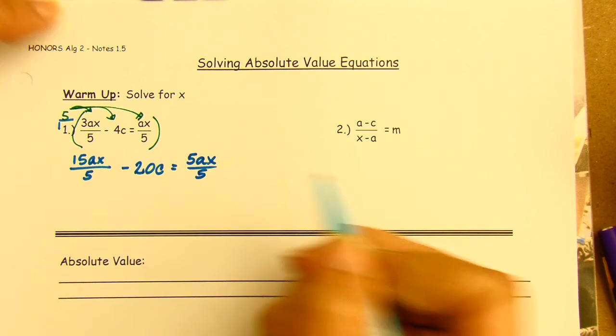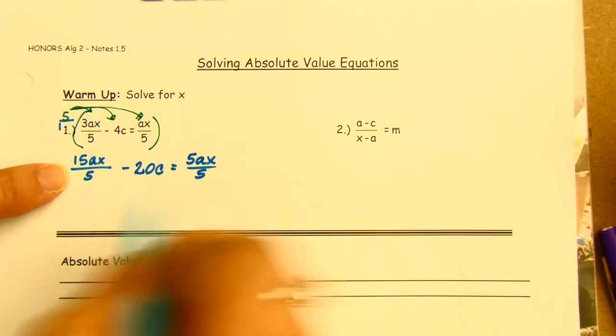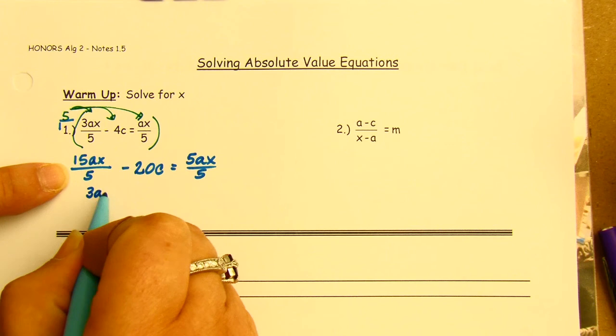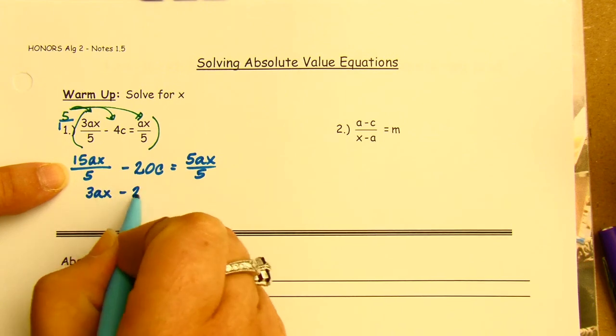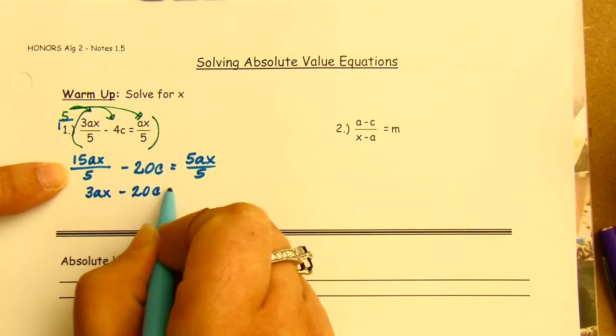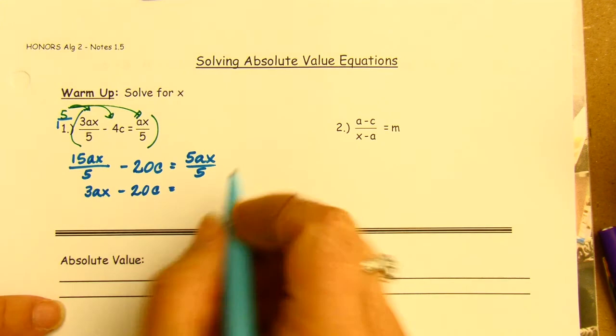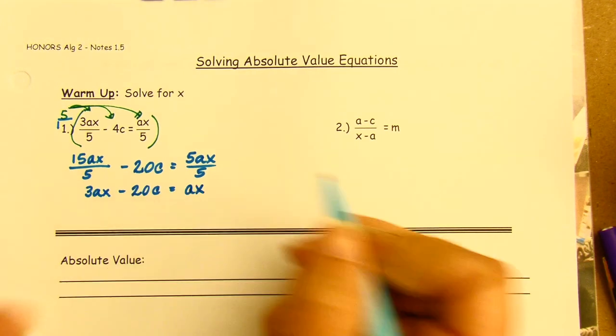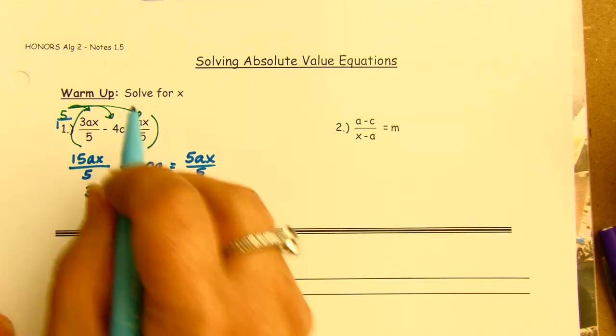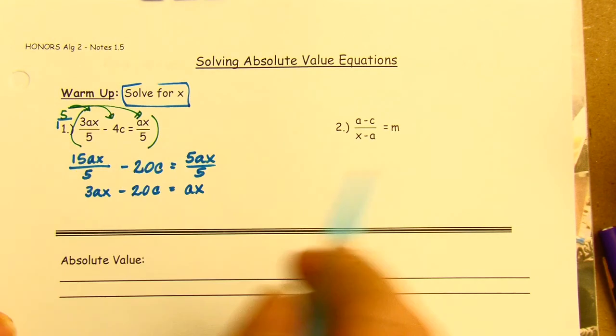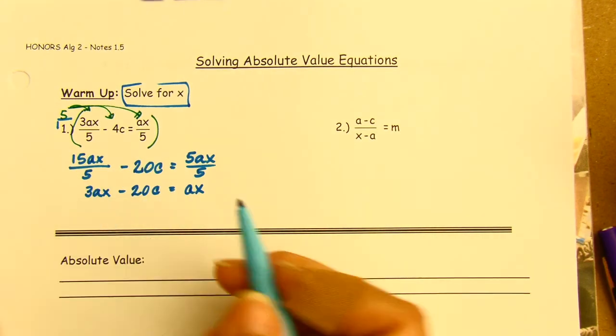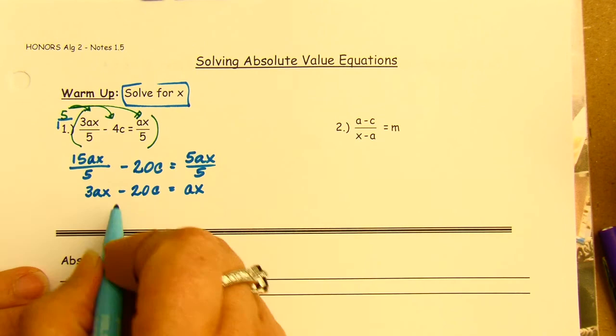Now I'm going to simplify it. 5 divides 15 3 times, so I've got 3ax, subtract 20c equals 5 divides 5 one time, so I'm left with ax. Now, my directions were to solve for x. Notice I have x in 2 places. So I have to get them on the same side.